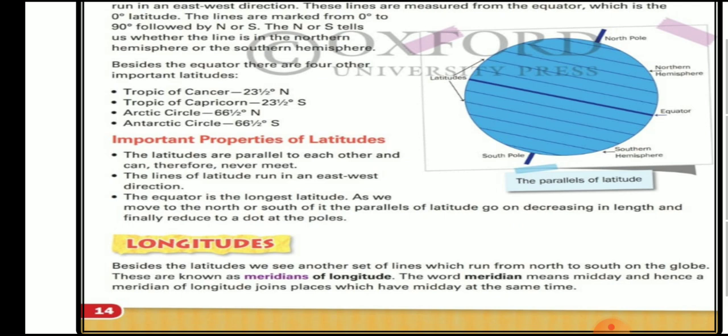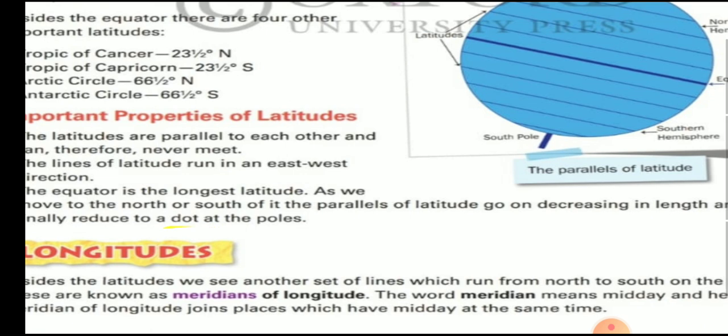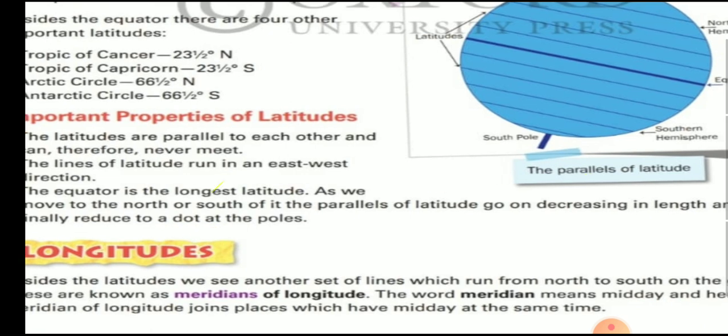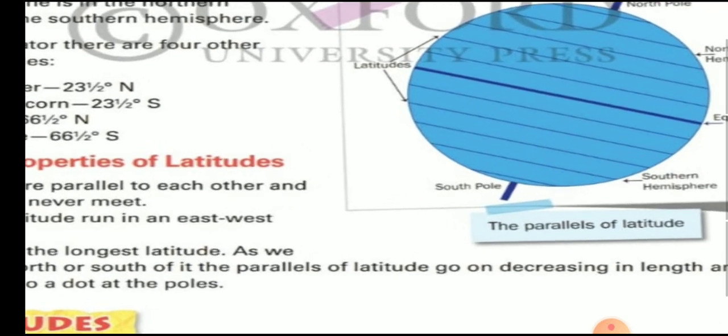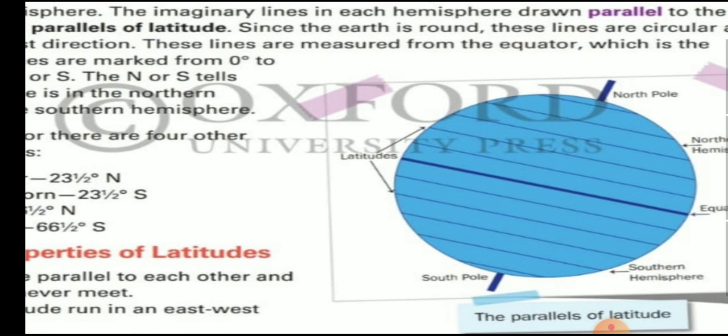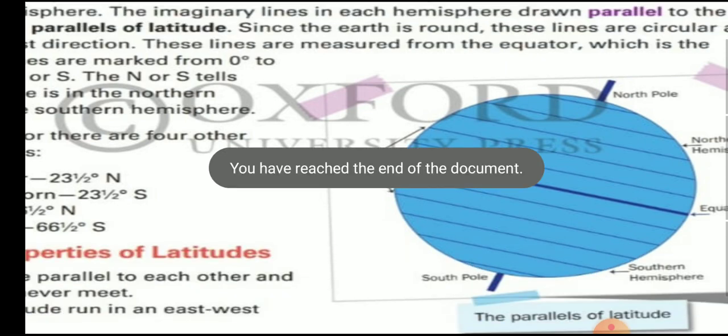As we move to the north or the south of it, the parallels of latitude go on decreasing in length and finally reduce to a dot at the poles. At the north pole or the south pole, they become a single dot.